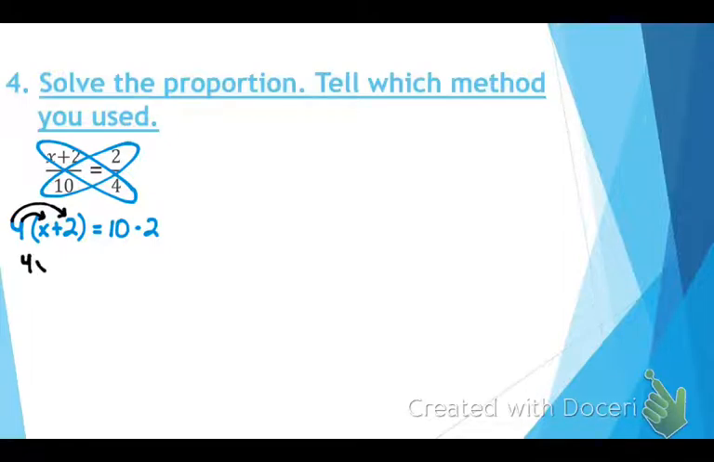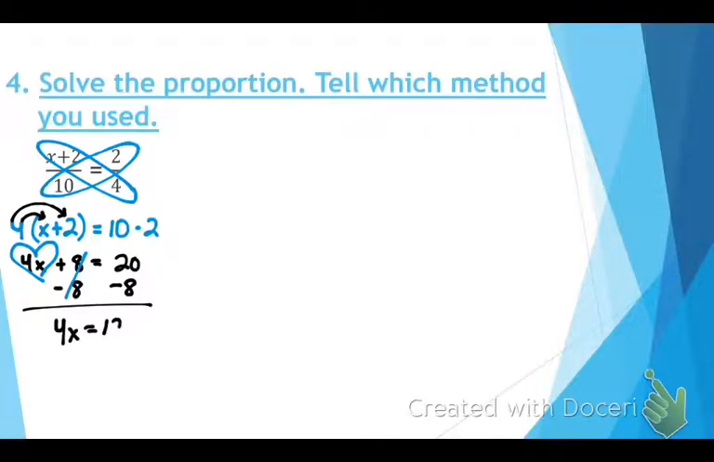Guys, if your board doesn't look like this, I need you to erase it and fix it. This is 4x plus, what's 4 times 2? 8. And 10 times 2 is 20. So now we're going to subtract 8, because if you remember long ago, I told you about these numbers that are attached to the variable. Keep them together as long as you can. This cancels out. Then we're left with 4x equals 12. You want that x to be by itself, so you divide by 4. And your final answer, x equals 3.